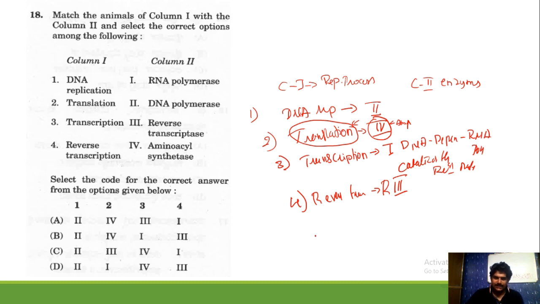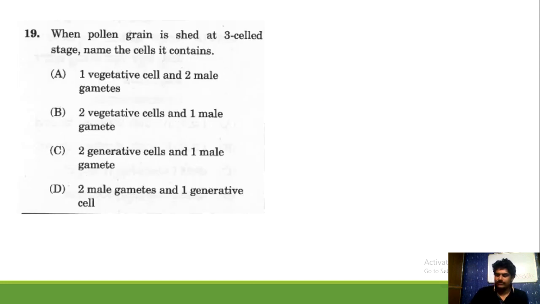So now we can calculate the answer: 2, 4, 1 and 3. Which option has this particular order? That is B. The other three are wrong, so B is having all the right answers. So the answer is B. Okay, next we will move to the next question.